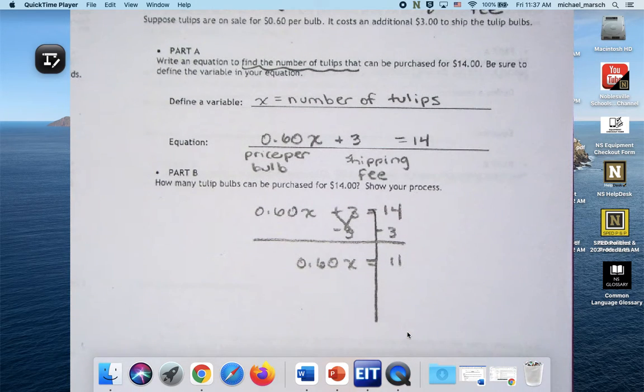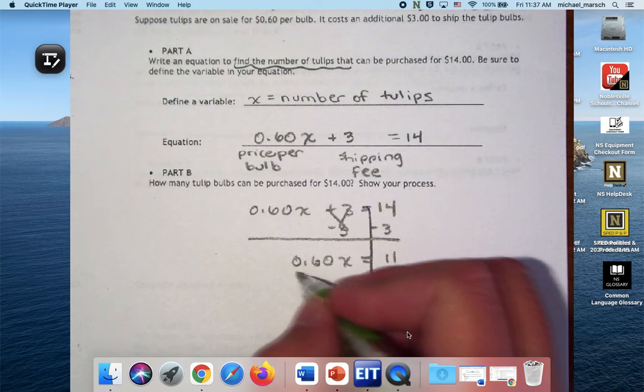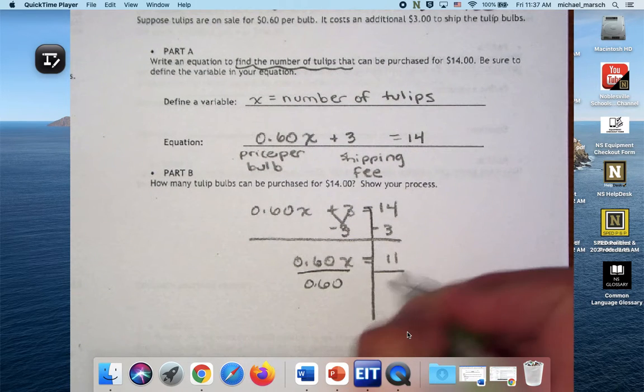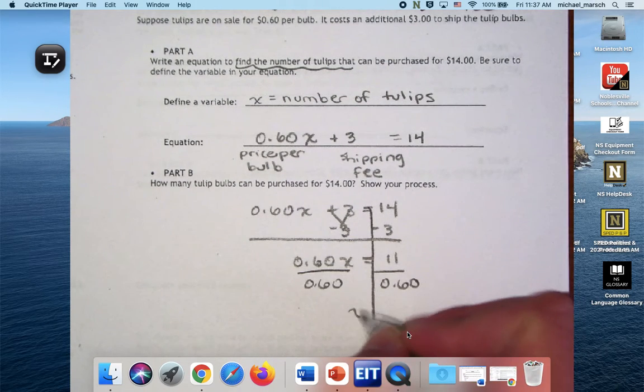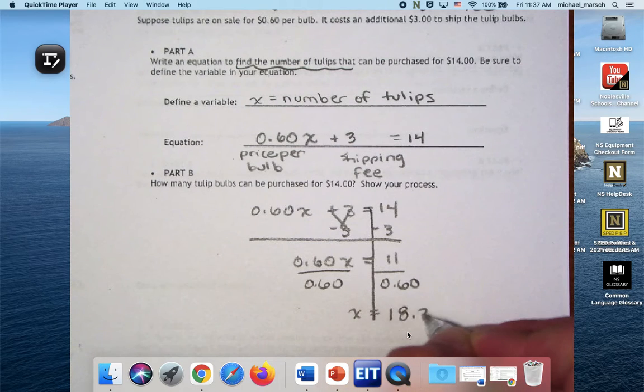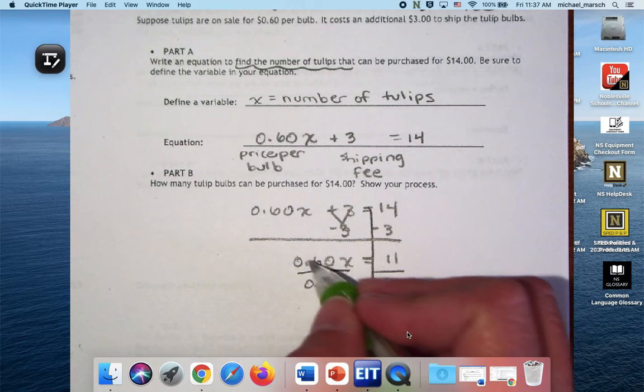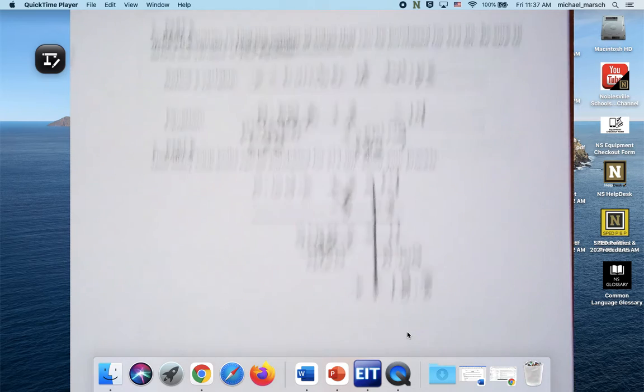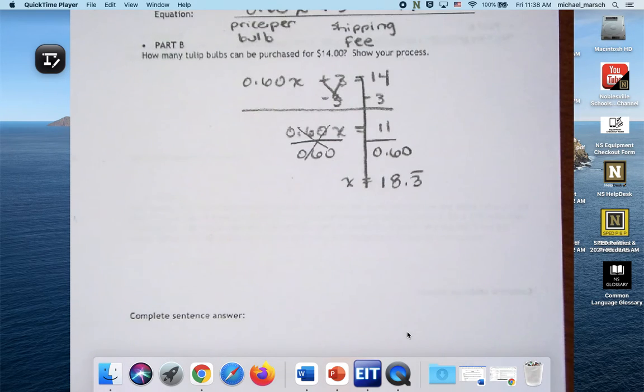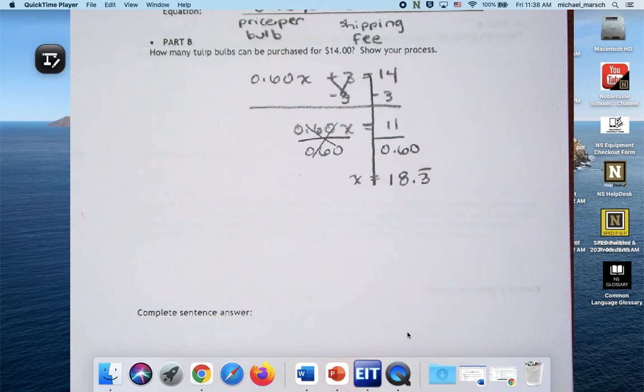Now you guys are going to use those calculators that you have open in front of you. 18.3. Okay, 18.3 repeating, because we divide by 60 cents. So we get x equals 18.3 repeating. Can you buy 0.3 repeating of a tulip bulb? No. So what will my complete sentence answer be?